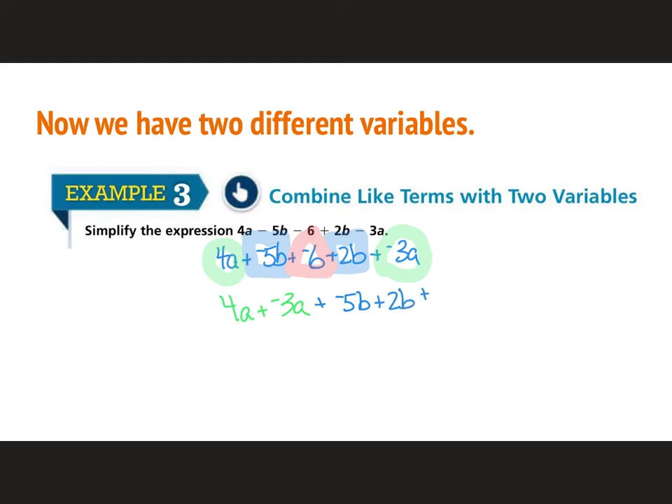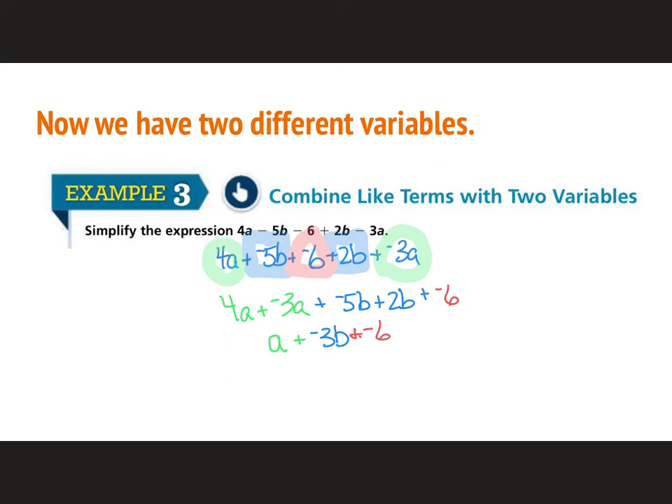And then I'll do the constants, negative 6. So 4a plus negative 3a, different sign, subtract this time and keep the larger sign. That's 1a, or just a, plus negative 5b plus 2b. I look at the constants, so negative 5 plus 2, different sign, subtract this time and keep the larger sign. Negative 3 b's. And then negative 6, which is negative 6. There's nothing to add to it.